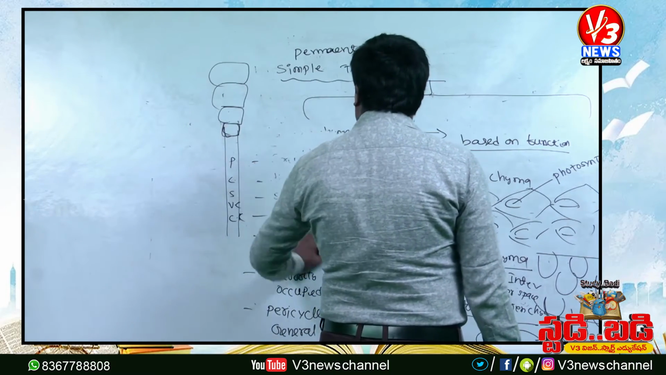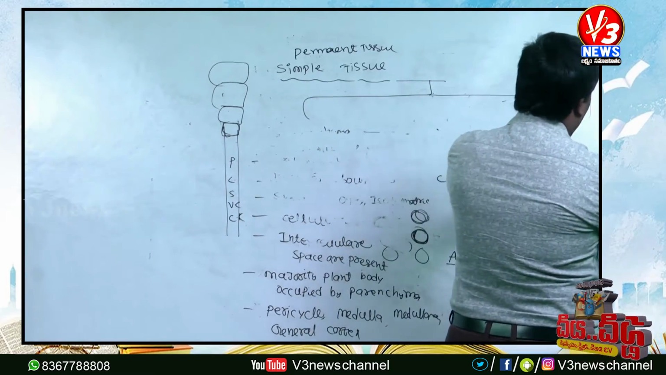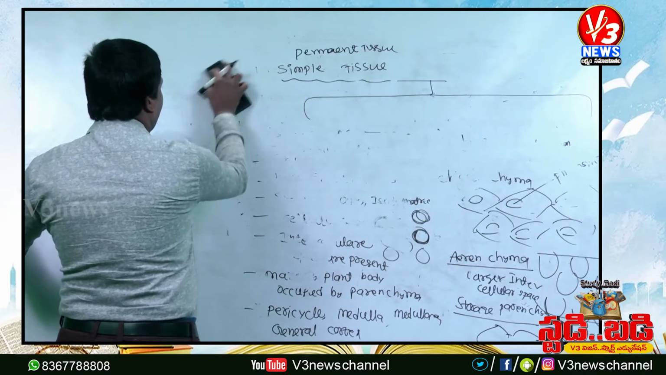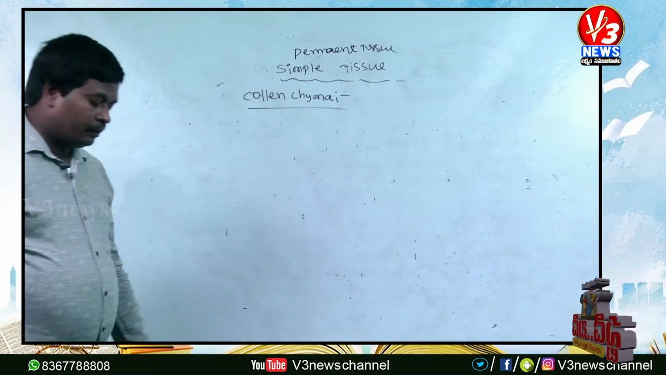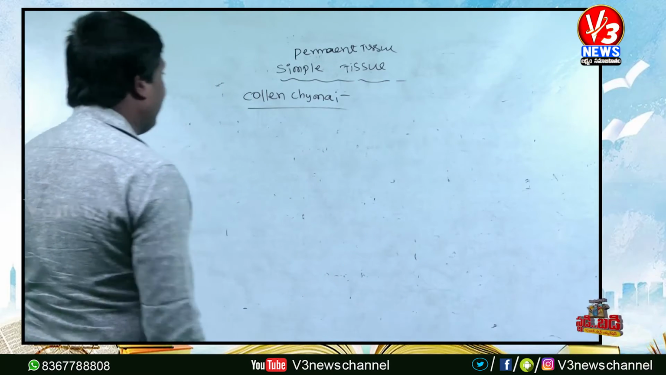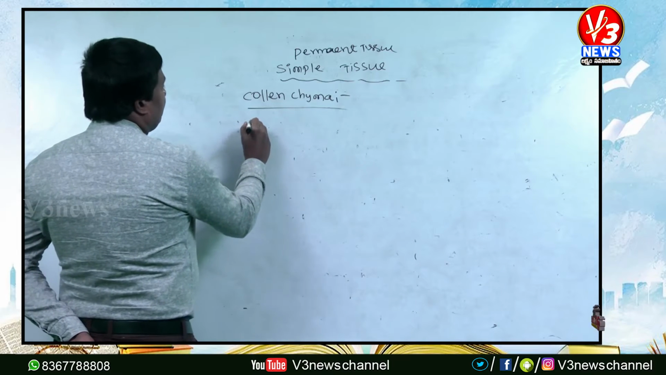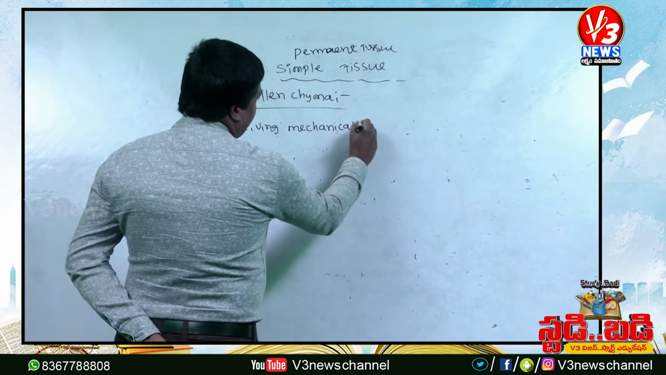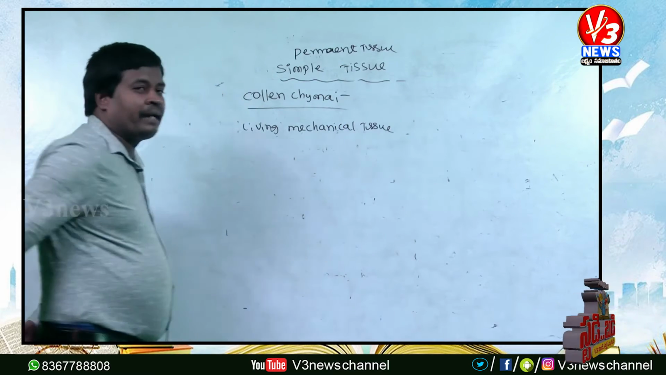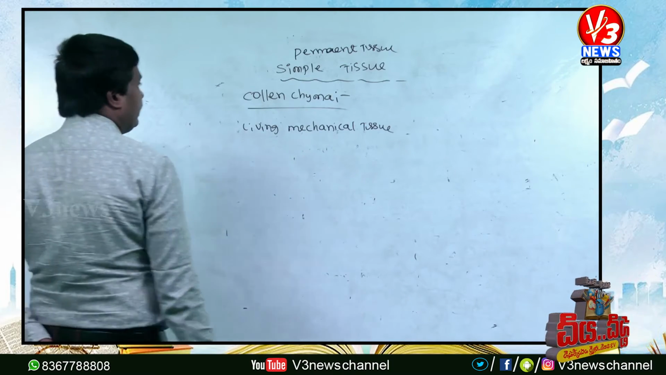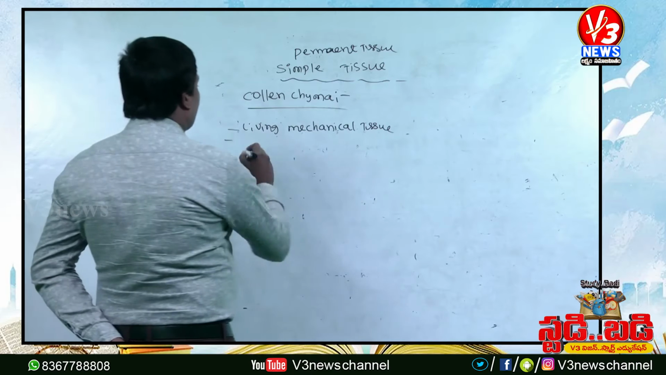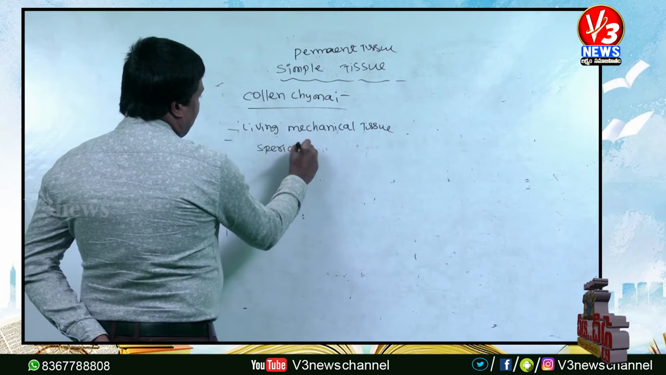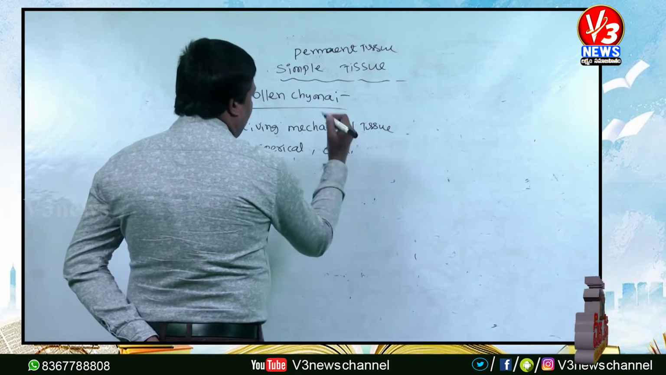The next simple tissue after that is collenchyma. Okay, coming to the next simple permanent tissue, collenchyma. Collenchyma is a living mechanical tissue. Living tissue means parenchyma. Living mechanical tissue means collenchyma. So the shape of the collenchyma is spherical or oval or cylindrical.